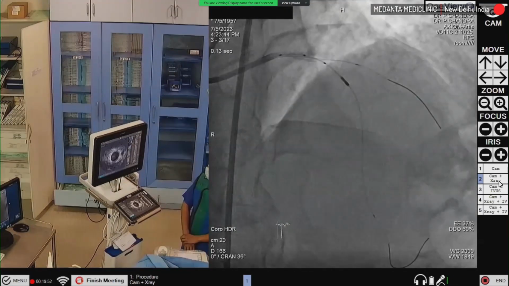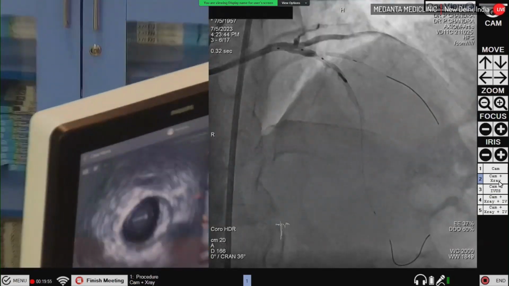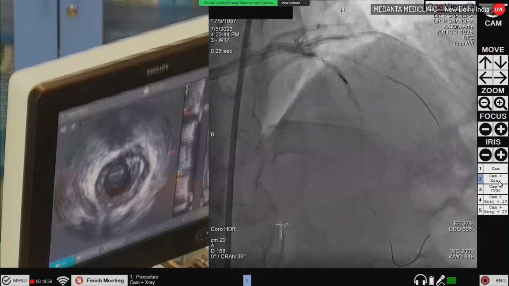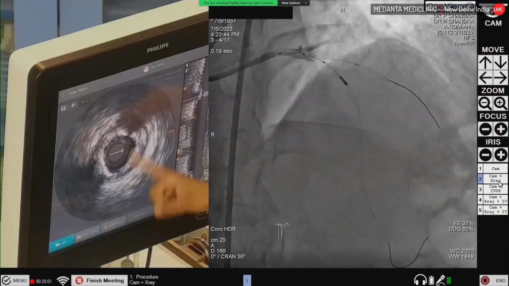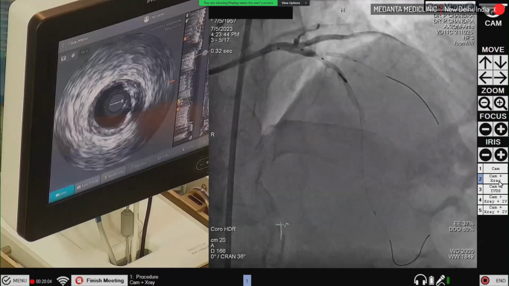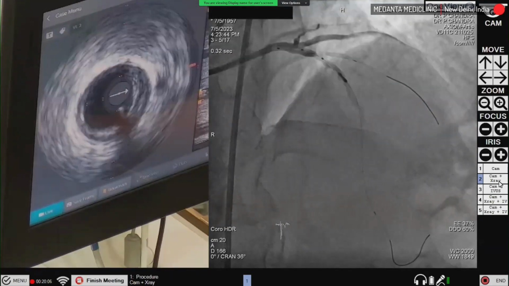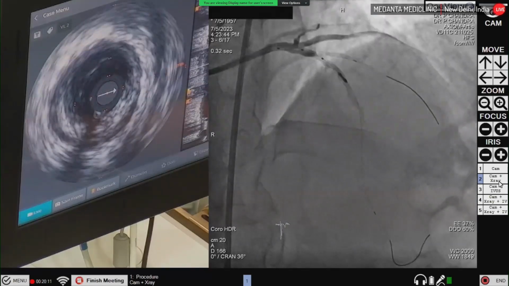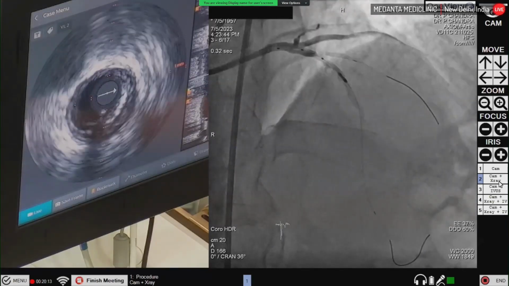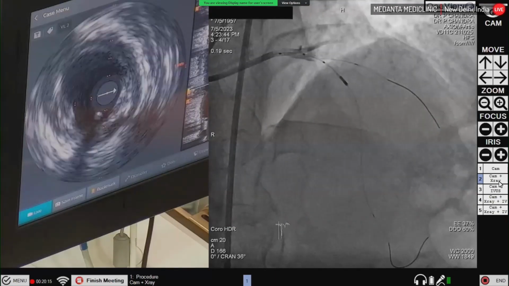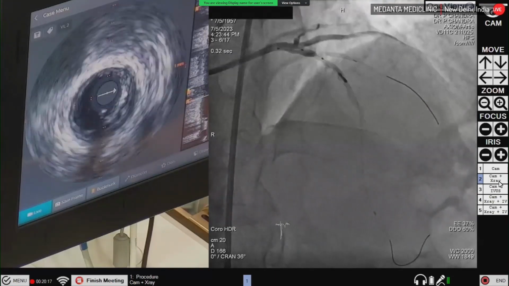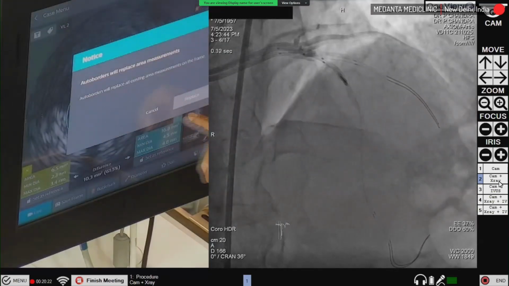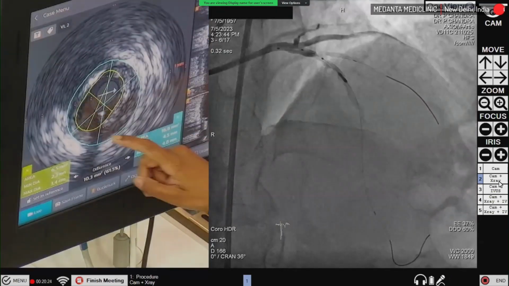The IVUS images show that distally the vessel is about 3 millimeters, and then there is a very tight fibrocalcific lesion, which was not so apparent. There is also a ring of calcium, which is superficial, not too deep. So we have to make a plan. Proximally the plaque extends, and up at the ostium also there is some plaque. So we can measure the ostial disease. How much is the MSA of this?